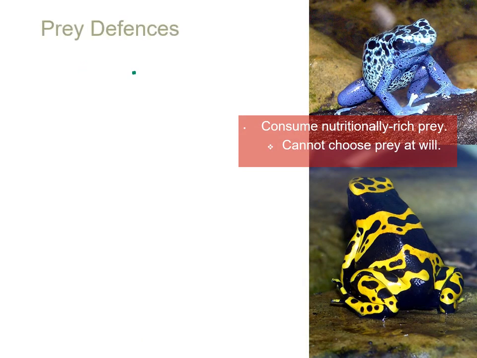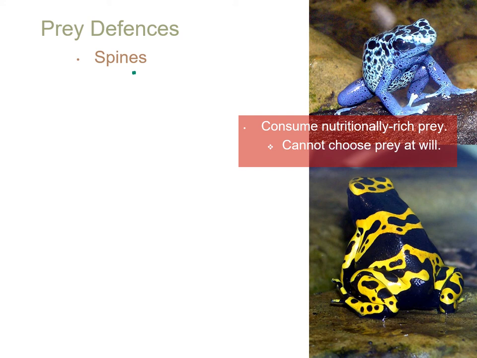Prey don't want to get eaten either, so we're going to be talking about carnivores. And once again, when we're looking at stoichiometry, if you're eating meat, if you're eating another animal, you're probably getting just about the right amount of carbon to nitrogen and carbon to phosphorus ratios. So it's nutritionally very rich, but obviously prey does not want to get eaten. And so they have a number of different defenses.